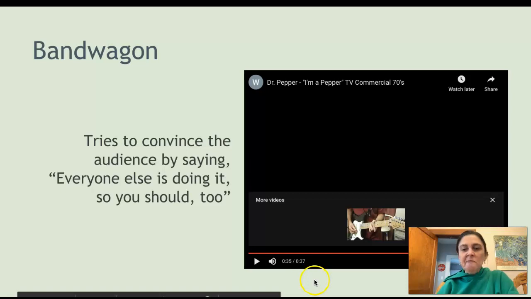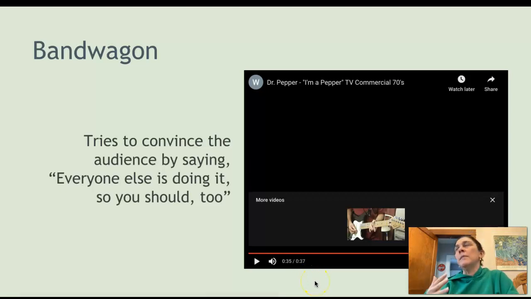You should too. It appeals to our sense of community. We don't want to be left out in the cold. We don't want to be left alone. We don't want to be the only one who's been isolated from everyone else. So bandwagon is a really good emotional technique because it preys on our fear of being left out of the crowd.